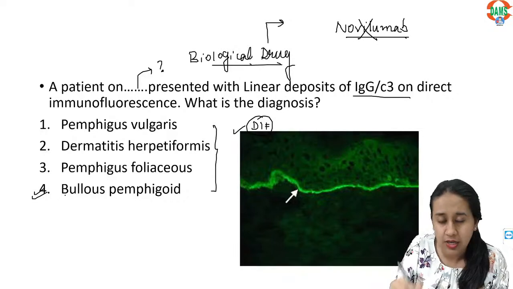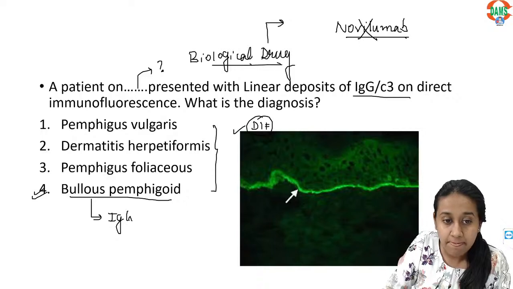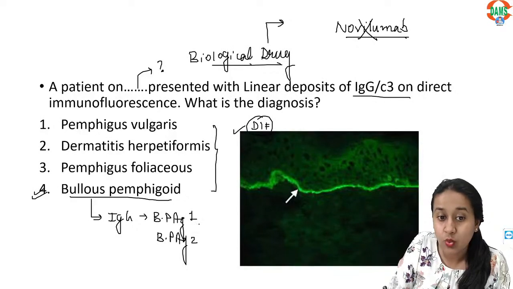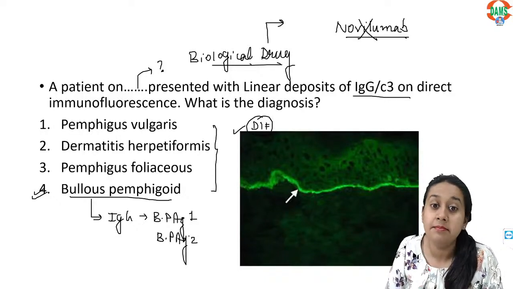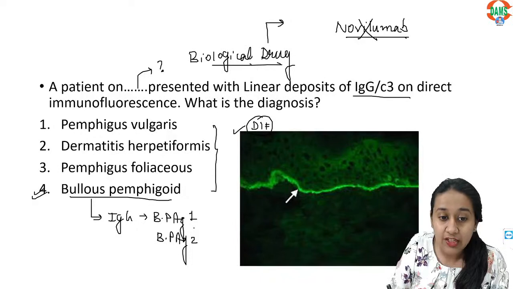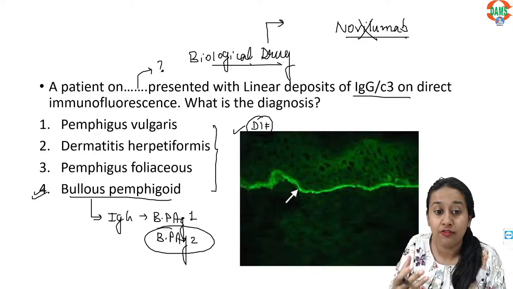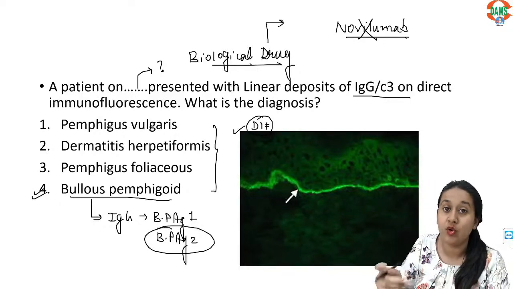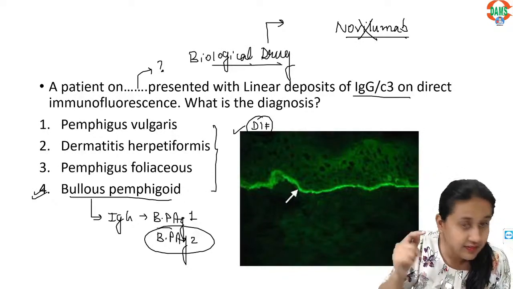I hope you remember that in bullous pemphigoid, you see IgG against BP antigen 1 and BP antigen 2. BP antigen 1 was a component of hemidesmosome, while BP antigen 2 was a component of lamina lucida of basement membrane. I told you that the amount of antibodies against BP antigen 2 was very high, and that is why in the patients of bullous pemphigoid we see a split at the level of basement membrane, and that is always linear.